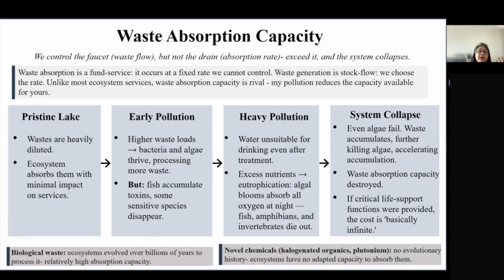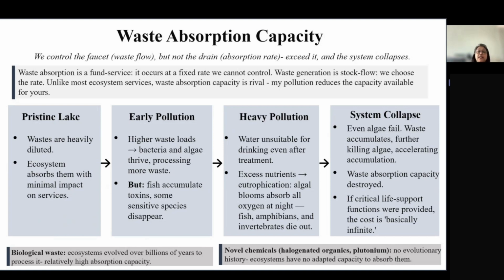Something we did discuss, but let me make it a bit more explicit. Here is the key asymmetry to keep in mind. We control the faucet, the rate at which we generate waste, but we do not control the drain, the rate at which the ecosystem can absorb it.